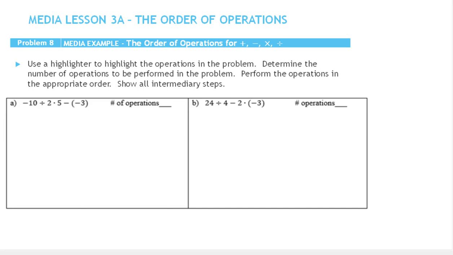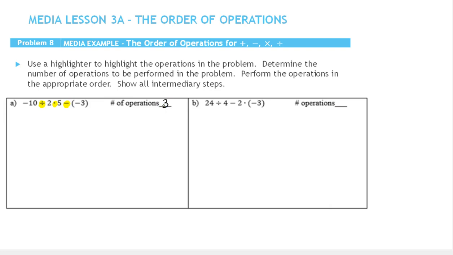In this video, we're going to do examples using Rule 3 that we just learned about the order of operations when you have combinations of the four operations. We're going to follow the same strategy we followed before and start by highlighting our operations. So negative 10 divided by 2 times 5 minus negative 3. So we have 1, 2, 3 operations.